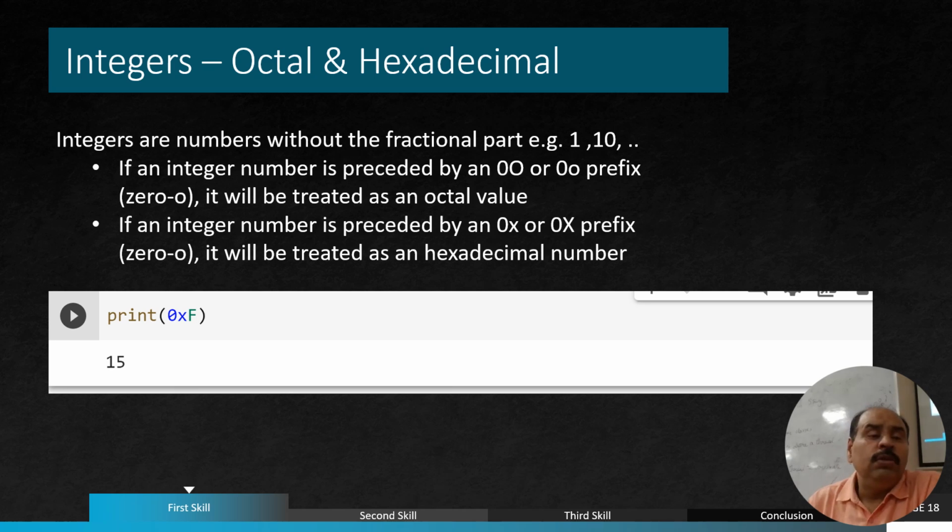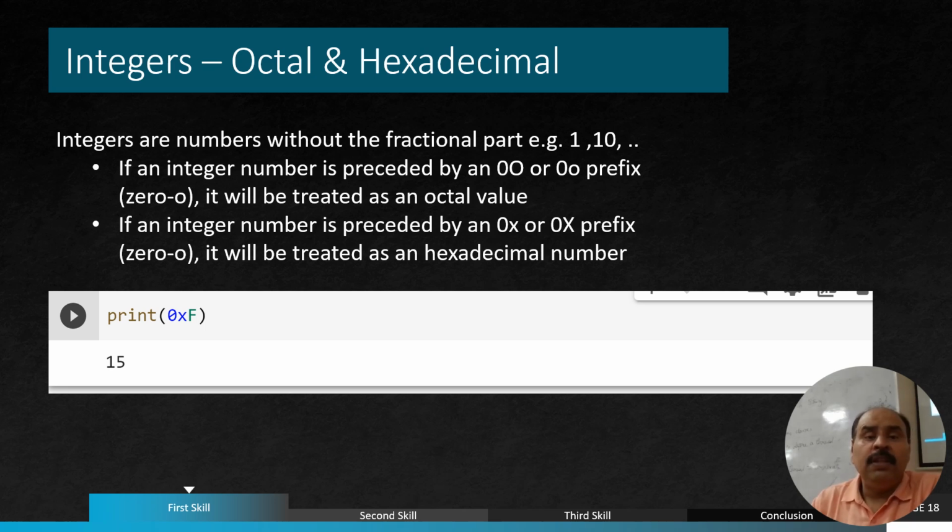Suppose you wanted to print hexadecimal 0xf. F stands for 15, right? That's why you get 15 here. So if you have a 0x prefix, it will be treated as a hexadecimal number. Instead of 0x, if it is 0o, it will be treated as octal. O stands for octal and x stands for hexadecimal. Okay, is that clear?